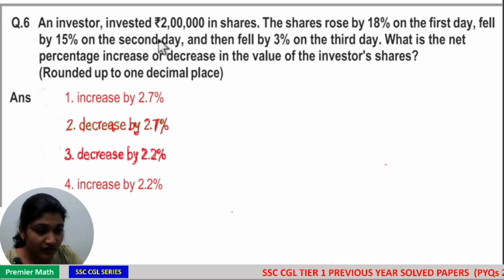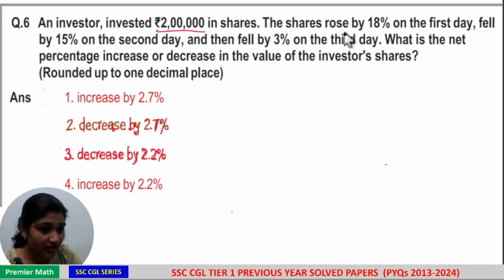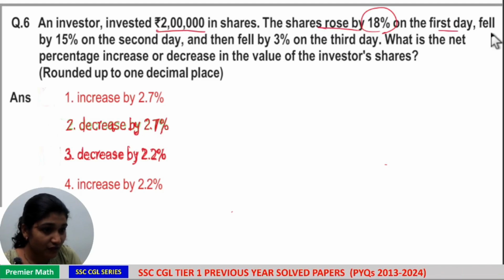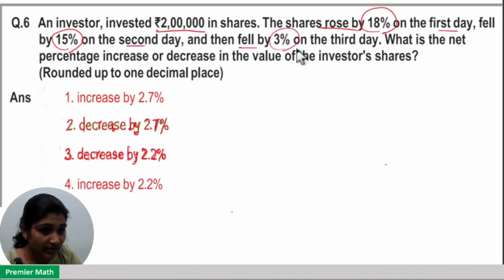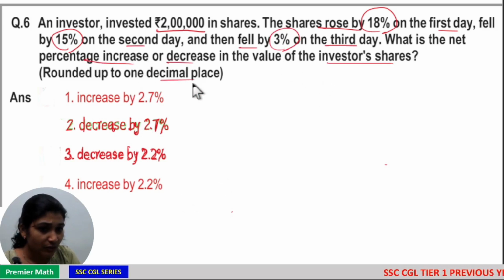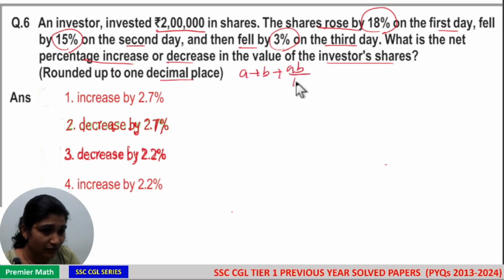An investor invested 2 lakhs in shares. The shares rose by 18% on the first day, fell by 15% on the second day, and then fell by 3% on the third day. What is the net percentage increase or decrease in the value of the investor's shares, rounded to 1 decimal? Here you can use the a plus b plus ab by 100 formula.